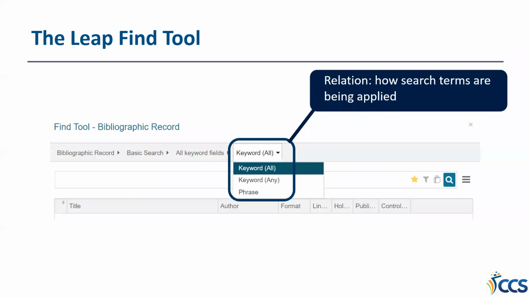And the final column of the configuration bar is the relation column. This tells the find tool how to apply your search terms. For example, a keyword all relation tells the find tool that a result must contain all your search terms but doesn't care about the order, whereas a phrase relation tells the find tool that a result must contain all your search terms and in that specific order.